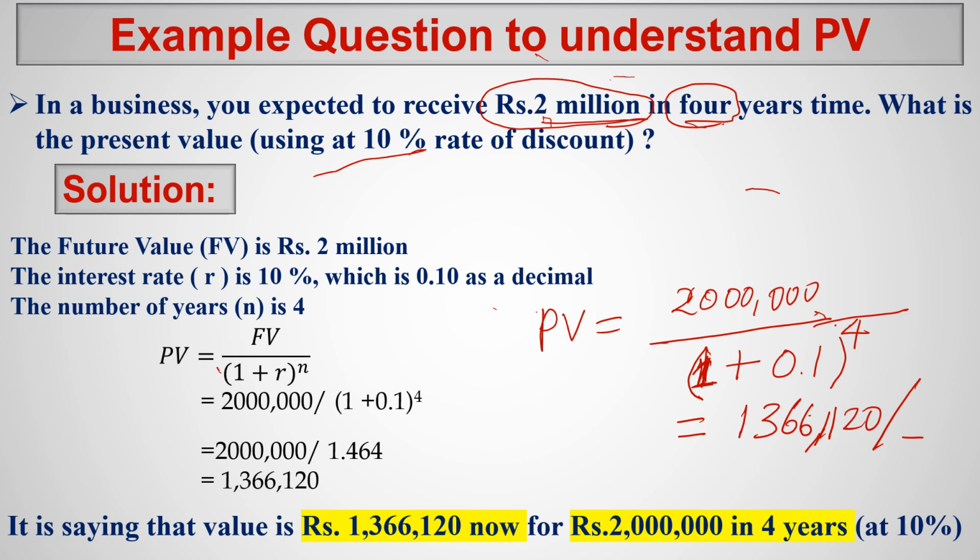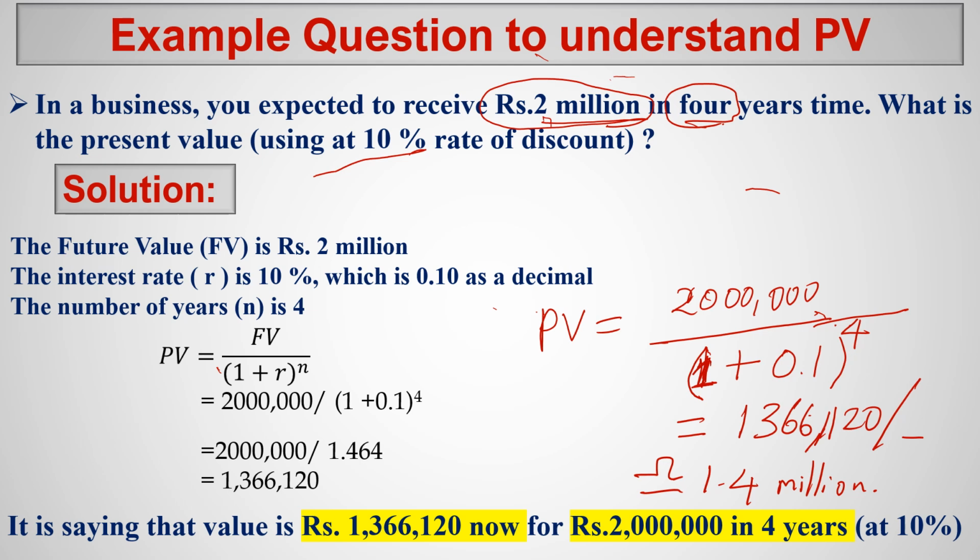So we can simply understand that the 2 million we get after 4 years is actually worth about 1.3 million in today's value. You can say approximately 1.4 million. Let's say 1.4 million in today's value, if we approximate it. So the understanding is that we are going to get 2 million after 4 years, but because our currency is depreciating by 10 percent, the present value of this money is actually around 1.4 million.